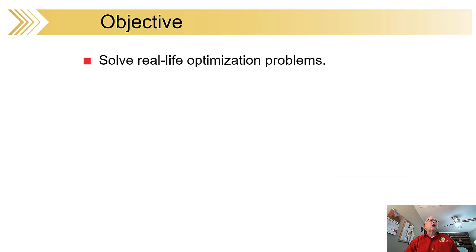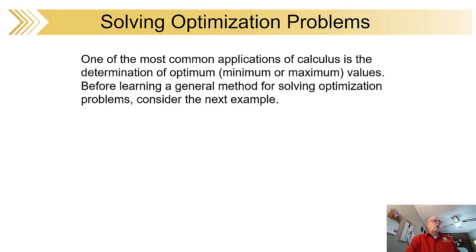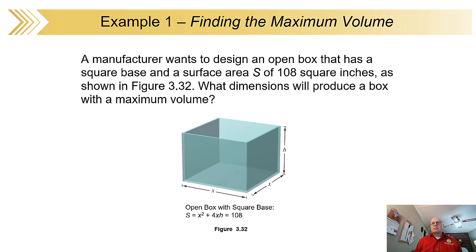So we're going to solve real-life optimization problems. Now, this doesn't necessarily have to do with business, but it gives you an idea of how to work the business type problems. So, how do we solve those problems? One of those things we want to do is find the optimum values. That means find the minimum or maximum, and that's what we were talking about the last few times. But before, let's look at an example.